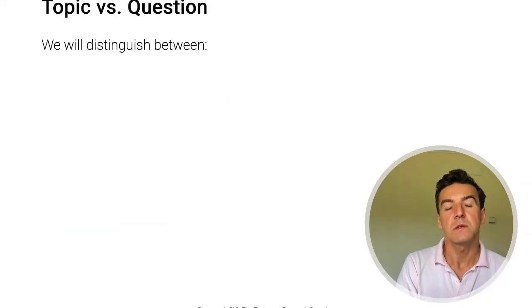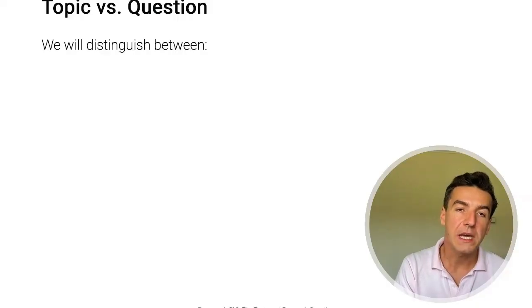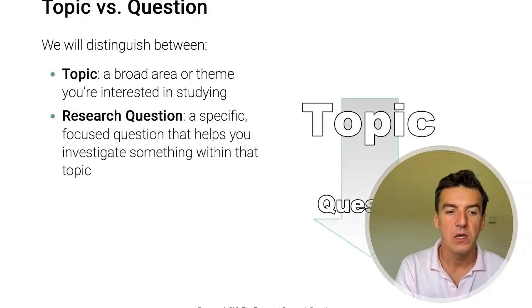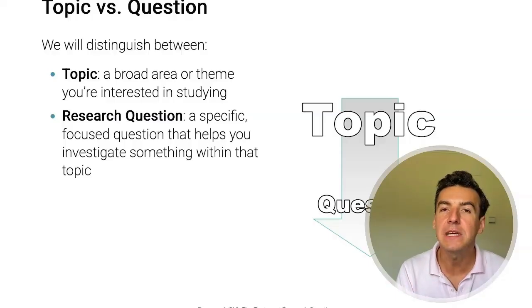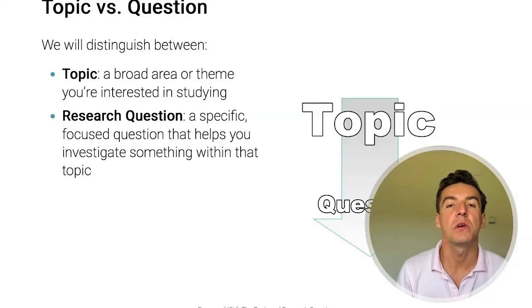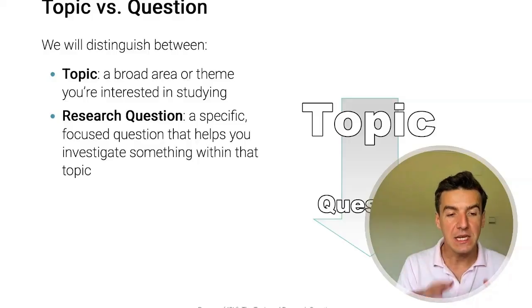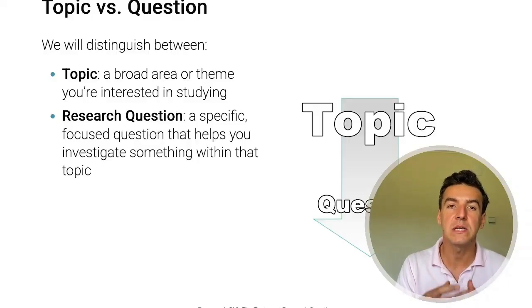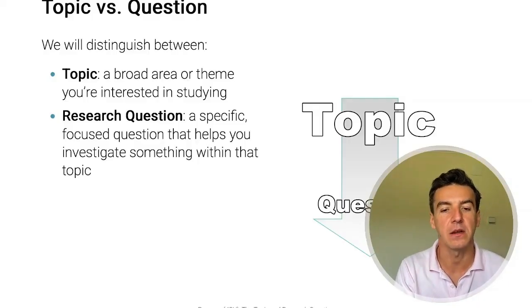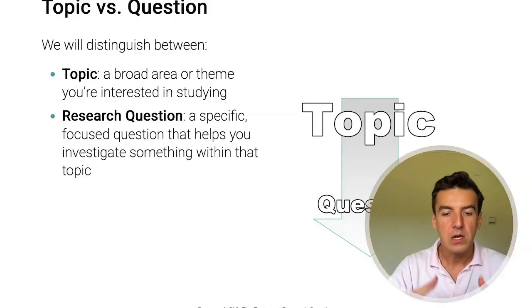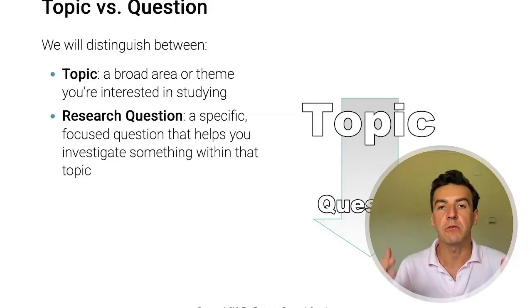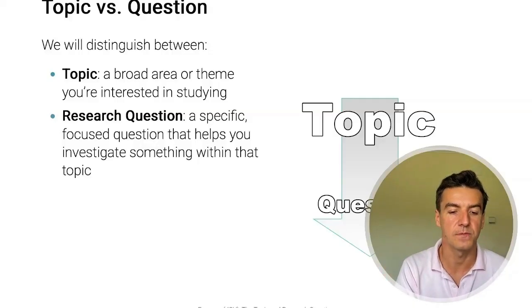Okay, so it's important to distinguish between topic and question. So topic, as you might imagine, it's a broad area, it's a theme that you're interested in studying, whereas a research question is much more specific. It's something dedicated to what you're interested in investigating in particular. So I even drew an arrow that says exactly this, like the topic is much bigger. And then as you define your topic, you narrow it down to a research question.